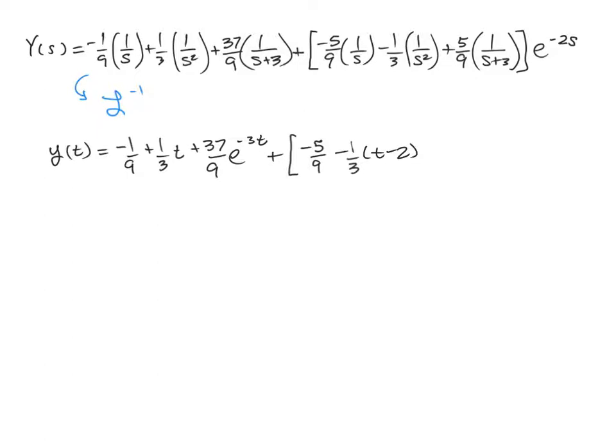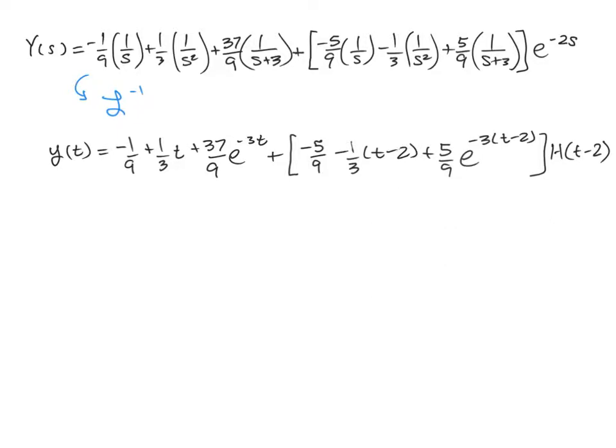And then for the third term, instead of being just e to the negative 3t, it's going to be 5/9 e to the negative 3 times t minus 2. And again, you'll notice that those all have a t minus 2 in place of the usual t. This is now multiplied by the Heaviside at t minus 2. So that right there is the actual solution of our problem.